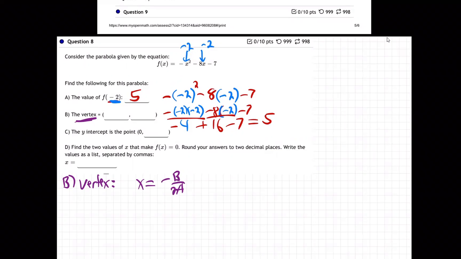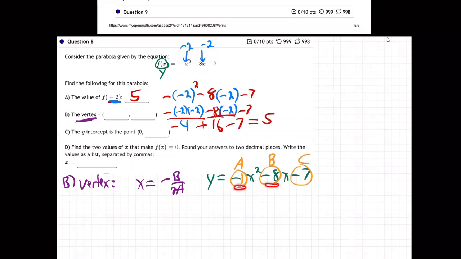So I'm going to rewrite this equation right here. This is y out here. The f of x is y. So this is y equals minus x squared minus 8x minus 7. So what's the a, b, and c? Well, the a is actually -1. B is -8, C is -7. So you identify A, B, and C.